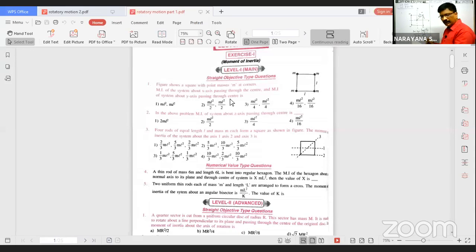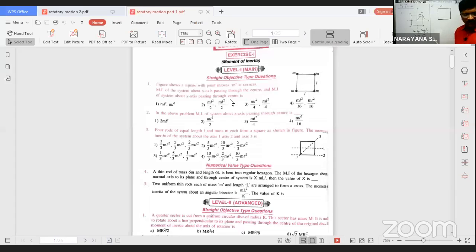Third problem. 4 rods of equal length L and mass M each form a square as shown in the figure. Find the moment of inertia of the system about the axes 1, 2, 3. By means of 4 rods, a square frame is formed. This is one rod, this is another rod, this is another rod. In this way, by using 4 rods, a square frame is formed like this. Side is L. All 4 rods have the same mass M and length L each.